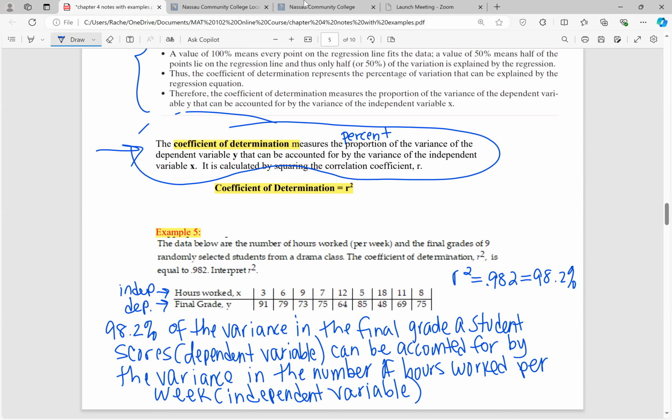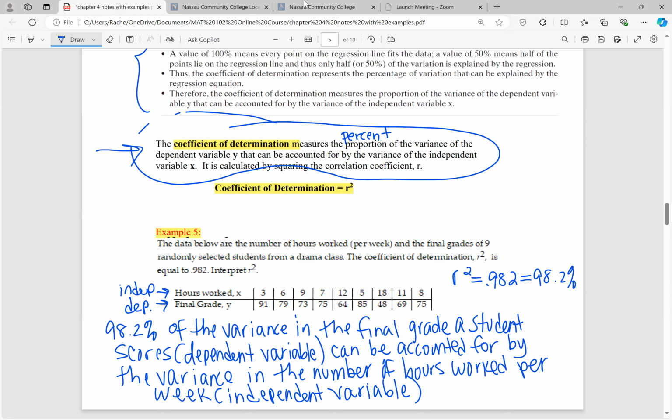So the number of hours worked is not going to be the only factor that's going to influence final grade, right? We could explain 98.2% of the variance in the final grade by the number of hours worked. But what about the other 1.8%, right? So 100% minus 98.2% would be 1.8%. So we could think of this too as 1.8% of the variance in the final grade is due to other factors, could be accounted for by other factors. So that's how we interpret the coefficient of determination.